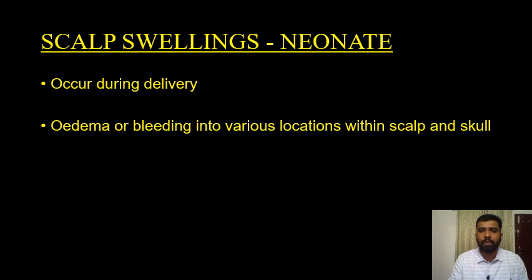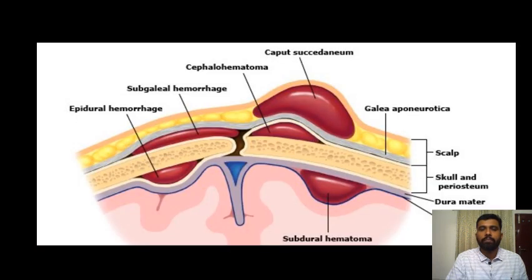Now these scalp swellings, they mainly occur during delivery of the child, and it happens due to bleeding or edema, which happens into various locations within the scalp and the skull. So this is a figure which shows the different layers of the scalp and which shows the lesions which we have to know about. Okay, first is the caput succedaneum.